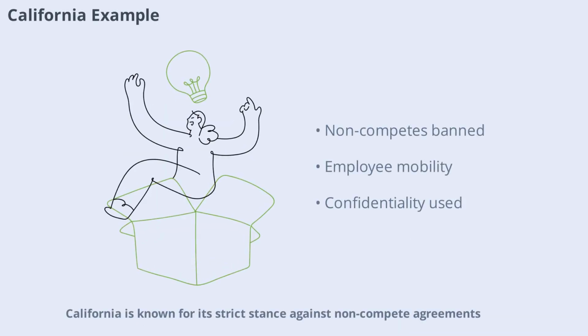California is known for its strict stance against non-compete agreements. The state generally refuses to enforce them, prioritizing employee mobility and competition. However, non-solicitation clauses may still be valid if they're reasonable and don't overly restrict business practices. Employers in California must find alternative ways to protect their interests, such as confidentiality agreements. Understanding local rules is crucial for anyone working or hiring in the state.